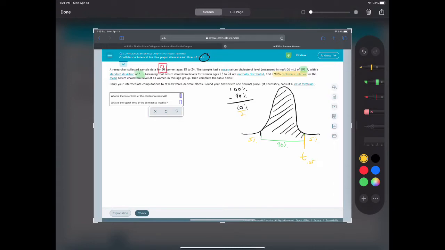So when we go look for this on the calculator, we're actually going to use t.05. And this is going to be the same number, but since it's on the left side, it's going to be the negative of our t.05. So this will give us our lower bound and our upper bound values. It gives us a range for our confidence interval. All right, so let's go to the calculator and look at this.